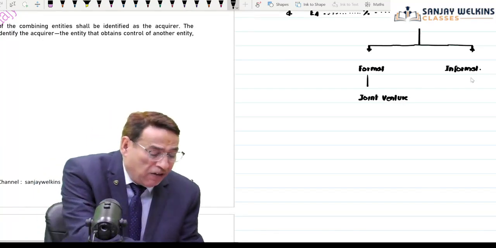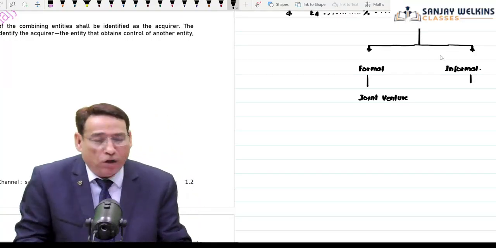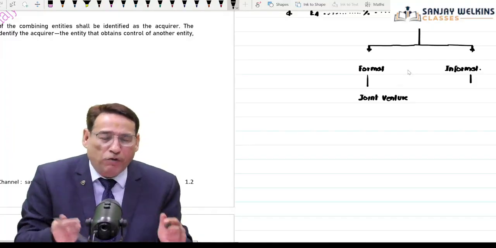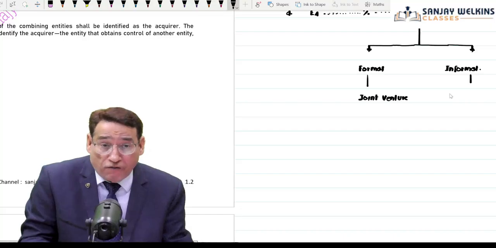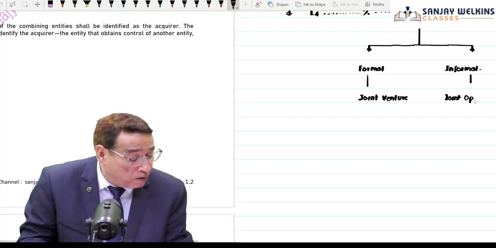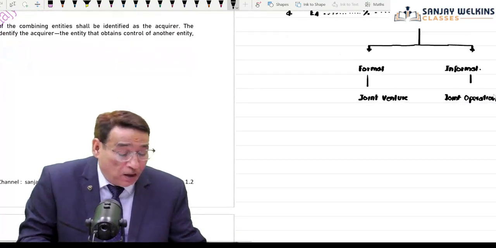Whereas if it is informal, generally no corporate enterprise will be formed. They will simply have an agreement that we are going to work together. So if a joint arrangement is informal, in that particular case, it is known as joint operation. Is it clear to you or not? Is it clear? Absolutely clear.